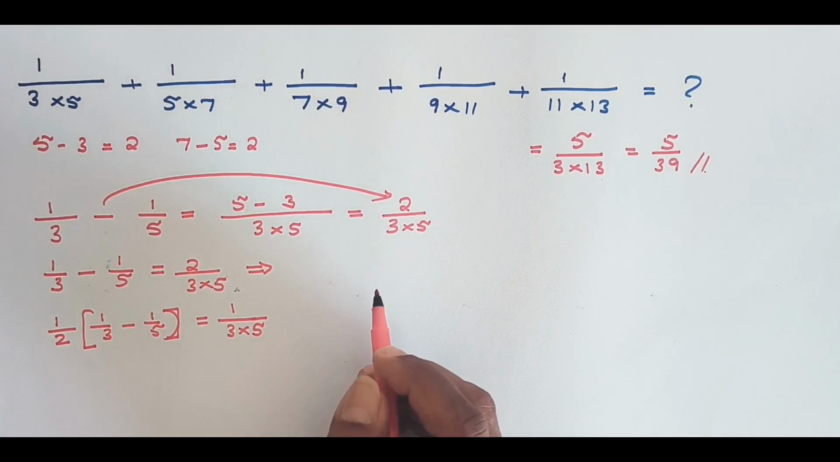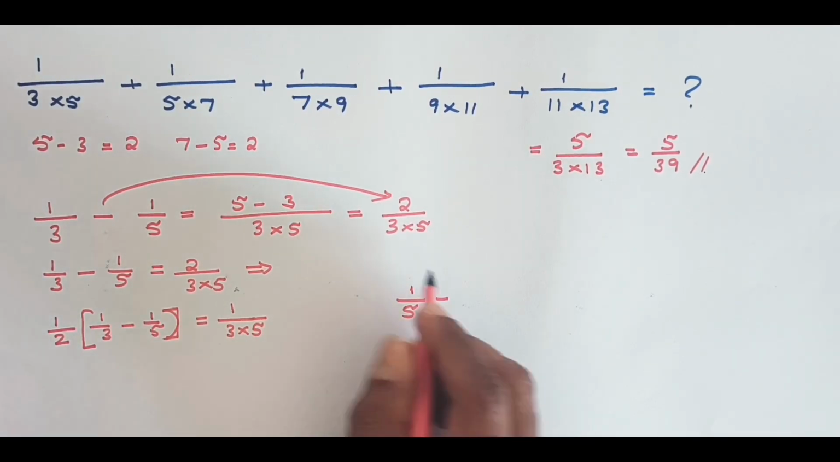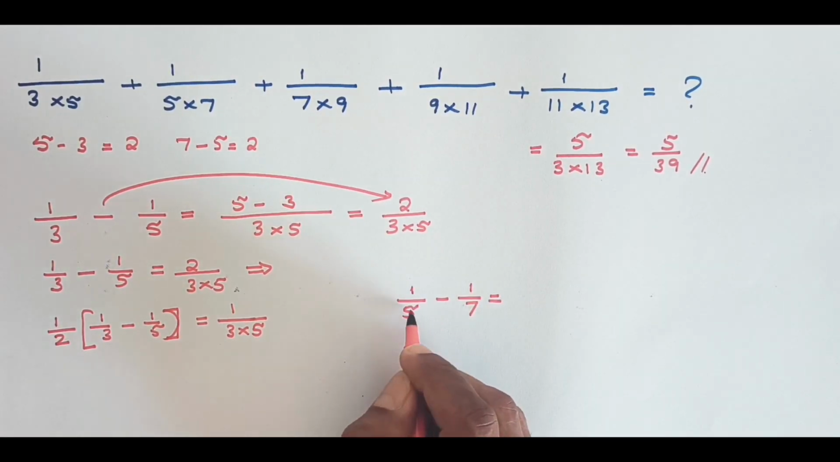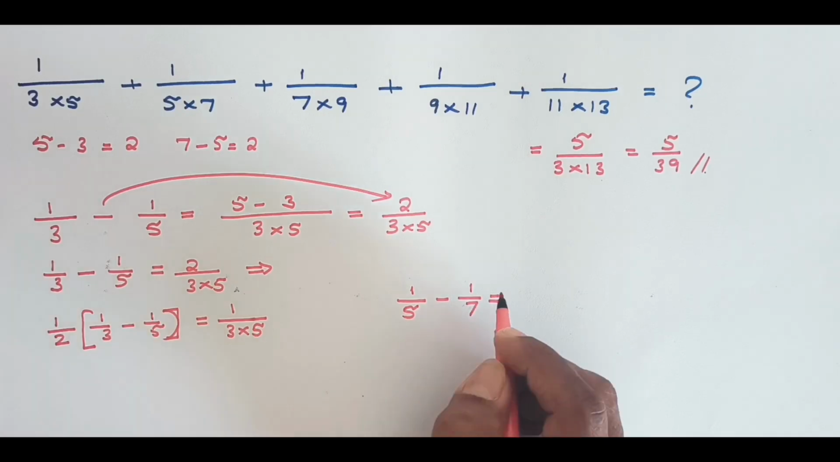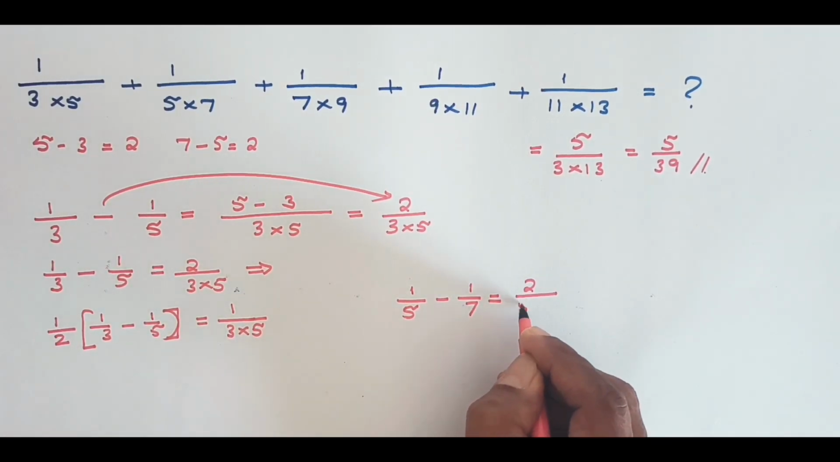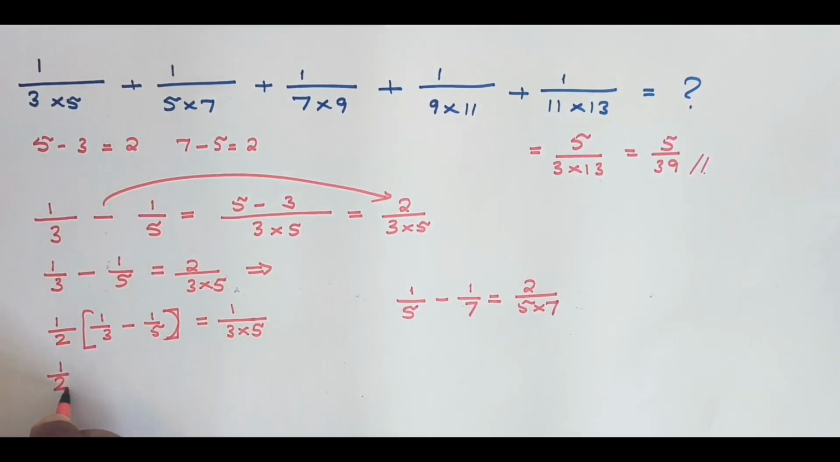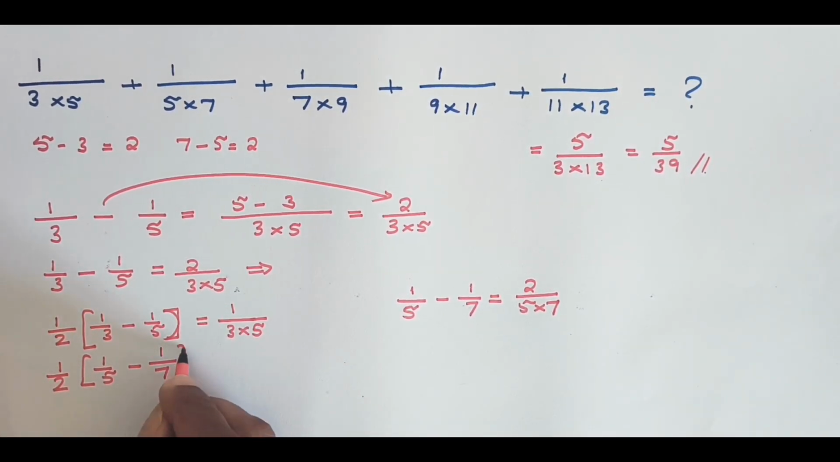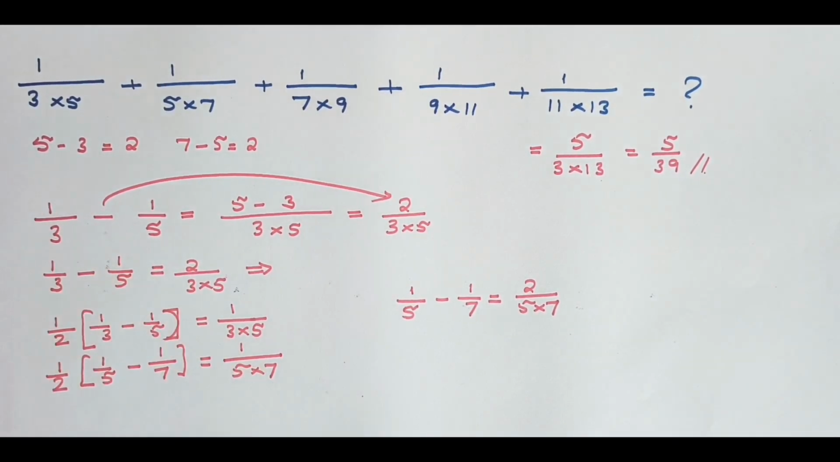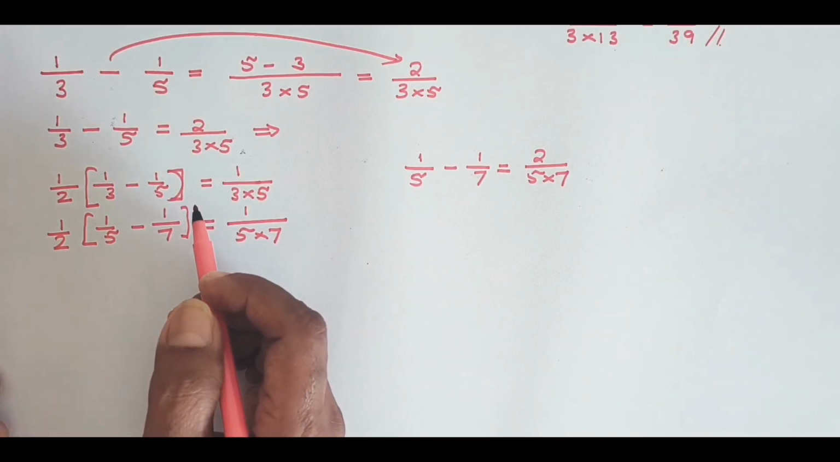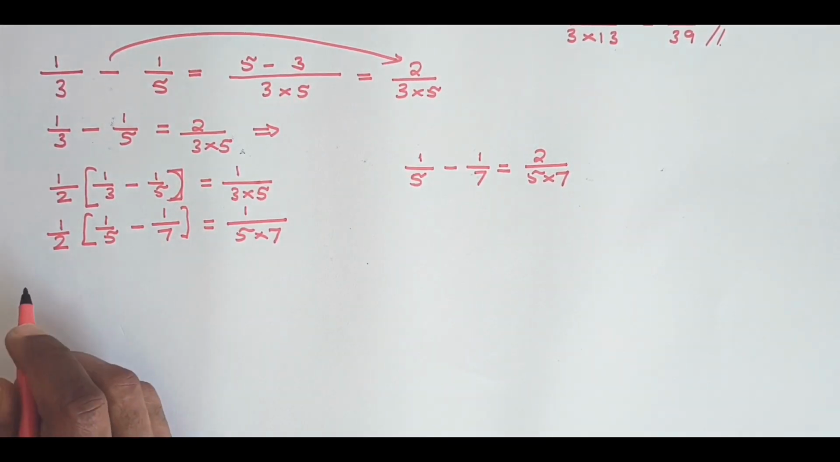Now take the second term. Using the same logic, we can write it like this. 1 over 5 minus 1 over 7 equals 2 divided by 5 multiplied by 7. Then taking 2 to the left side, let me write it here. You have 1 over 5 minus 1 over 7 equals 1 over, this 2 taken to the left side, 5 multiplied by 7. In the same way, you can write every subsequent term of the given series.